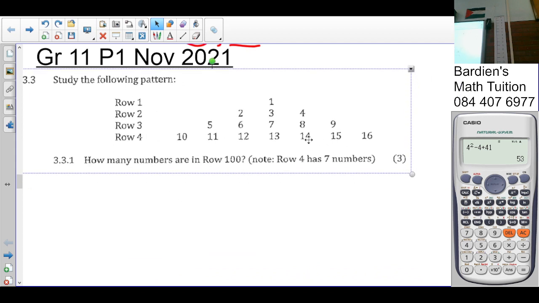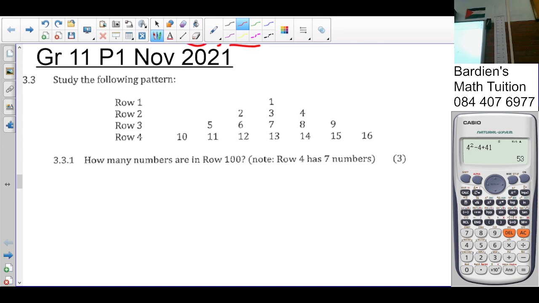They ask you to study the following pattern. Row 1 is 1, row 2 is 2, 3, 4, row 3 is 5, 6, 7, 8, 9, row 4 is 10, 11, 12, 13, 14, 15, and 16. How many terms are there in row 100? Note row 4 has 7 terms, 7 numbers.